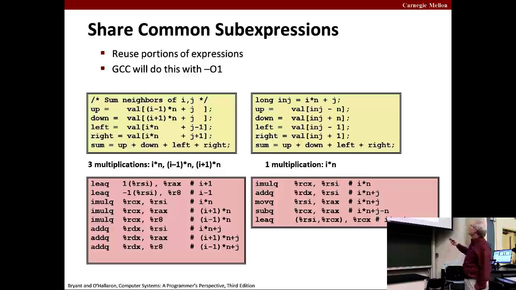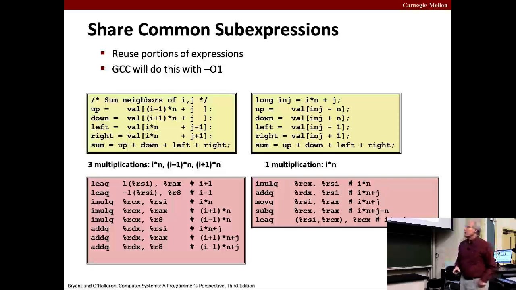Whereas if I'm a little more clever, and this is one where I manually rewrote the code so that the compiler would pick it up, I'd say, well, ij is I times n plus j, and I can get the pixel above and the pixel below by offsetting that by a value of n. And then it will issue the code. This will compile with just one multiply.